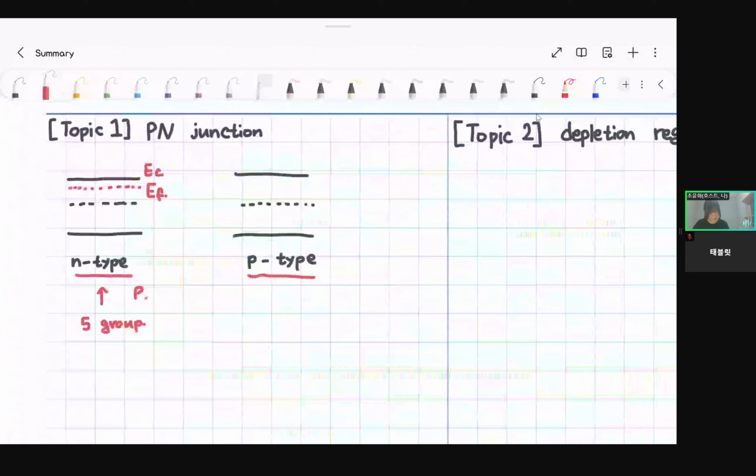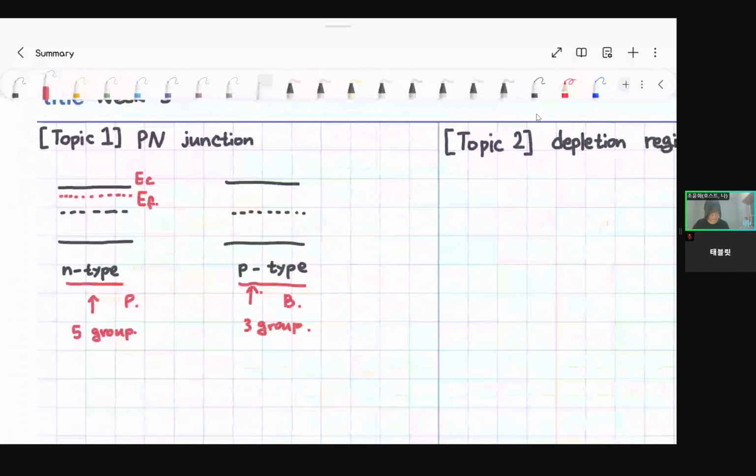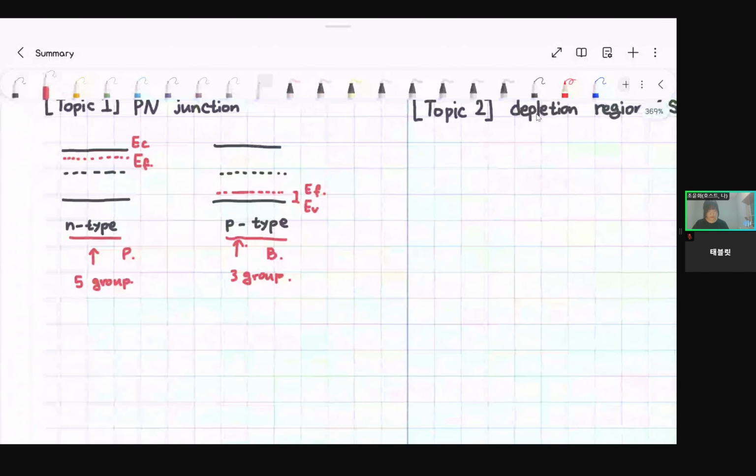In the P-type case, we usually use group 3 elements such as boron. So if we dope boron, the Fermi level goes down, so the gap between the valence band and Fermi level is narrowing.